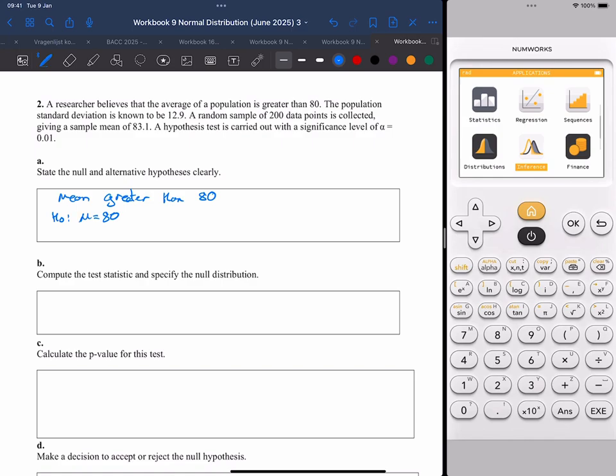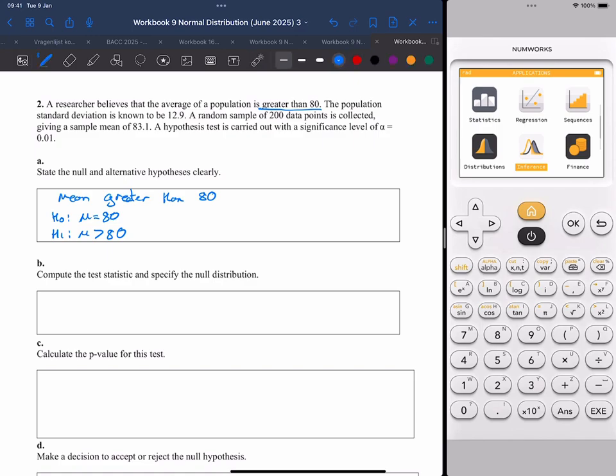That's what we're saying here. It says it's greater than 80, so we're going to say it equals 80. Now the alternative hypothesis, H1, is that the mean is greater than 80, because he believes that it's going to be greater than 80. So this is a right-tailed z test. So let's compute this test score and do the rest of it here.